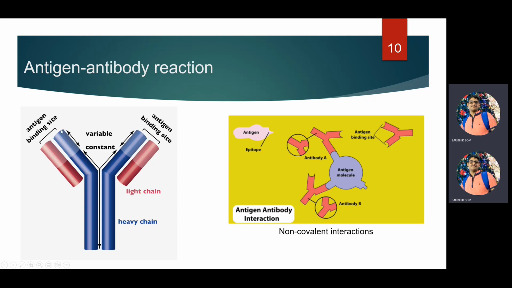The variable region is mainly responsible for binding to the different epitopes on the antigen. So this particular antibody B's epitope will be different from antibody A's epitope, correct? Sorry, the epitope is the paratope. The epitope is present on the antigen, and the paratope is present on the antibody. So the variable region of a particular antibody will be specific to a particular epitope.